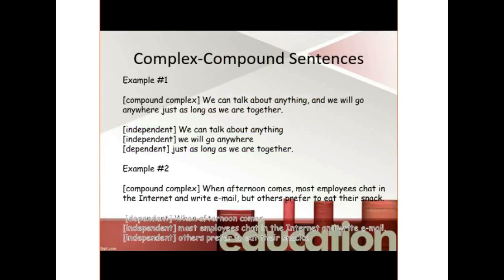Example number 1. We can talk about anything and we will go anywhere just as long as we are together. Independent here: we can talk about anything. Independent again: we will go anywhere. Dependent: just as long as we are together. Example number 2, complex compound. When afternoon comes, most employees chat on the internet and write mail, but others prefer to eat their snack.